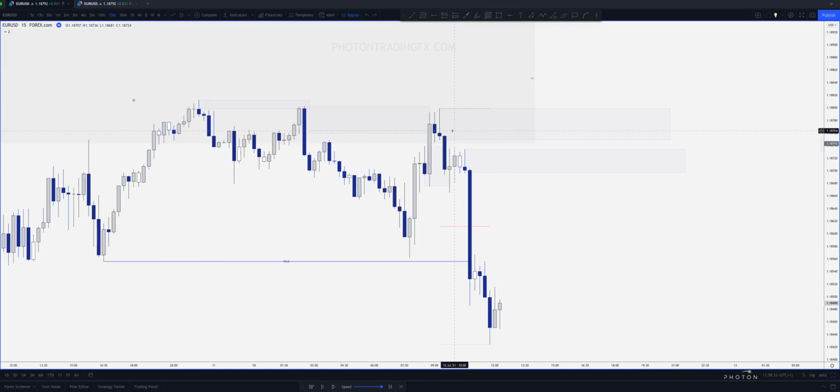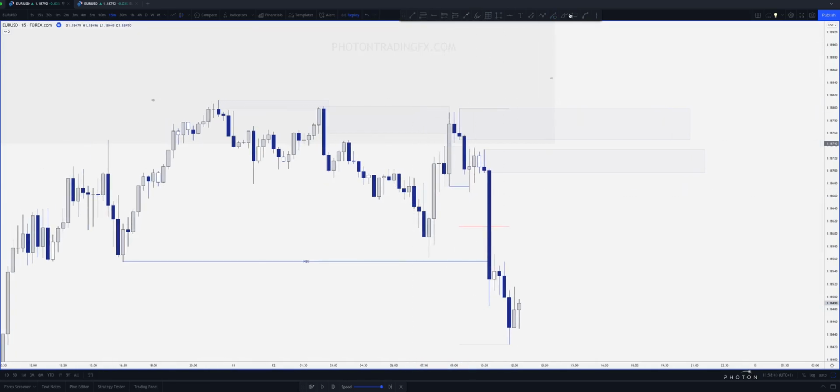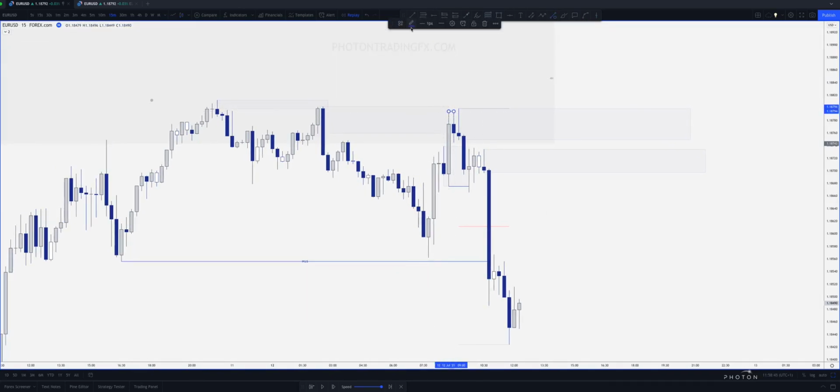Now, what I already can see I like about the top zone is that that is where the move that led to that first initial change of character, that took out that low there. What do we also have? Well, when that zone was created, was it a sweep zone? Yes, because it took out those relatively equal highs there.